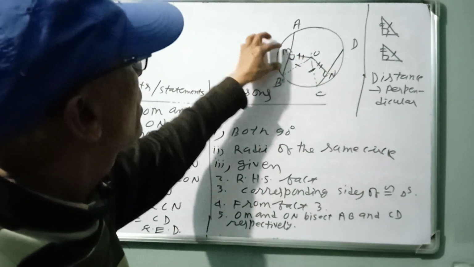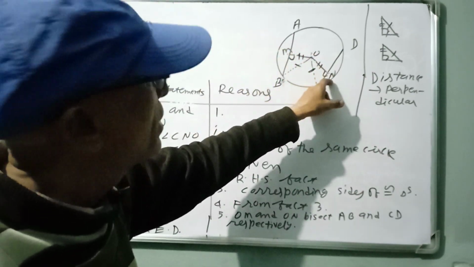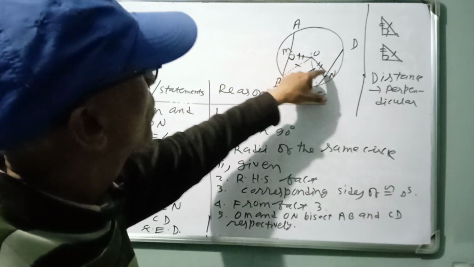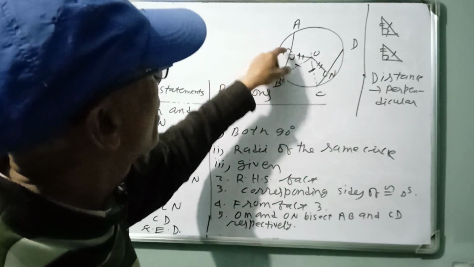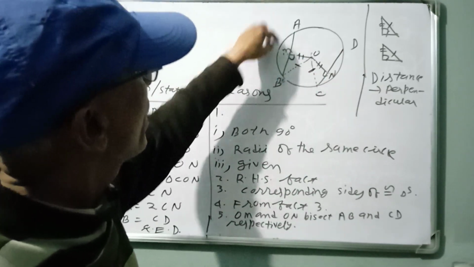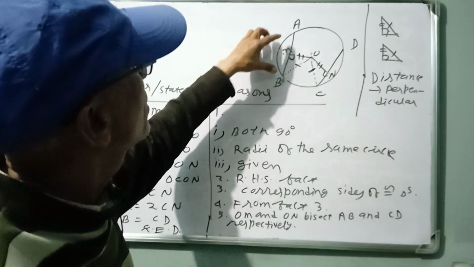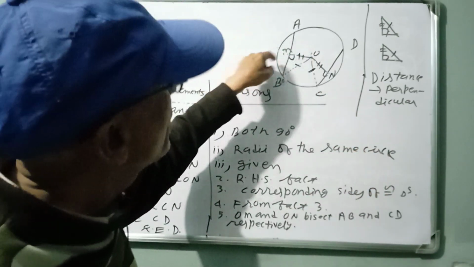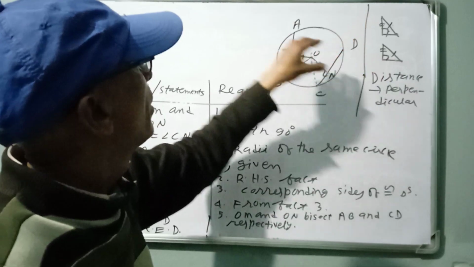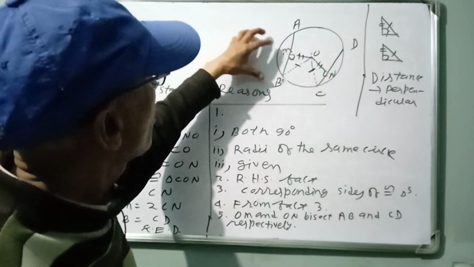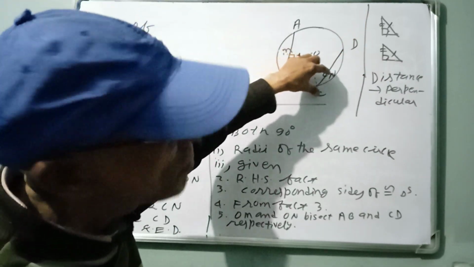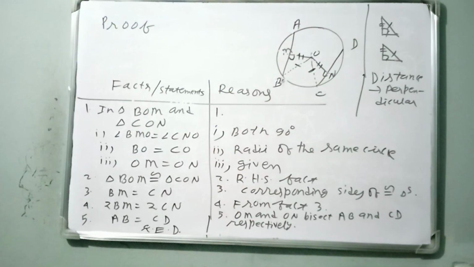Theorem 3. But here OM equals ON is given, two triangles are congruent, BM equals CN, so AB is equal to CD because OM bisects AB, ON bisects CD, BM equals CN, double of BM is AB, double of CN is CD. In this way, you can prove the theorem by applying the RHS fact.